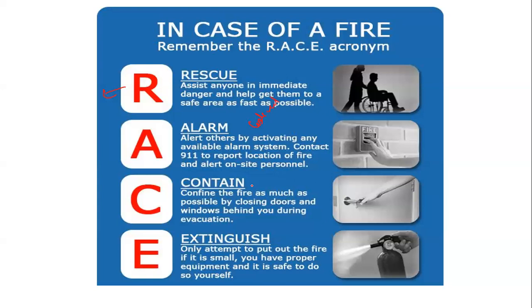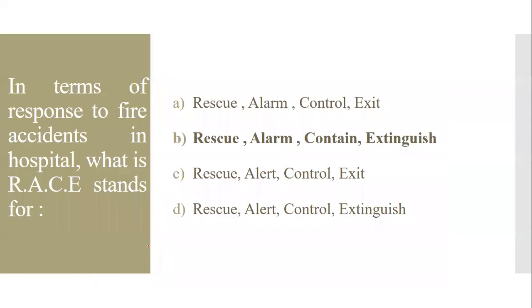Then next is confine the fire as much as possible by closing the doors and windows behind you during the evacuation. That is another measure that we can take during a fire hazard. Then last is extinguish. Only attempt to put out the fire if it is small. We can use a fire extinguisher. So these are the measures for dealing with fire hazards in a hospital. So our correct option was rescue, alarm, contain, and extinguish. So option B is the correct answer.